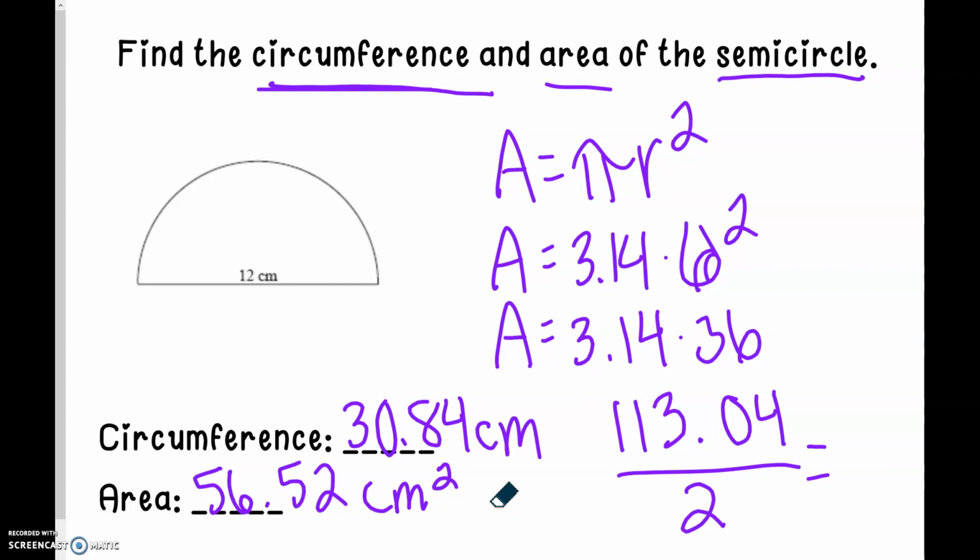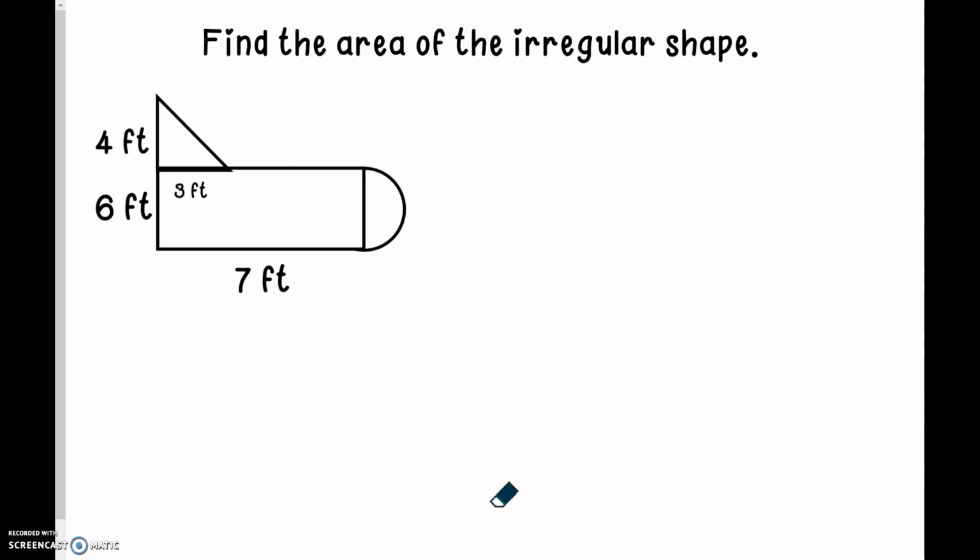We got one more to take a look at. This is an irregular shape. It kind of looks like a rocket though, but it's just a random irregular shape, and they want us to find the area of it. That's all. So what I like to do with these sorts of shapes is look for those shapes within the shape. And I like to section those out because I know I'm going to have to add those together just like we've done with irregular shapes before.